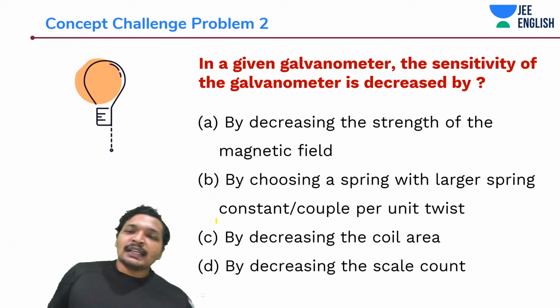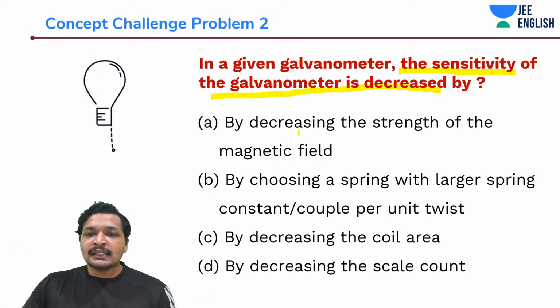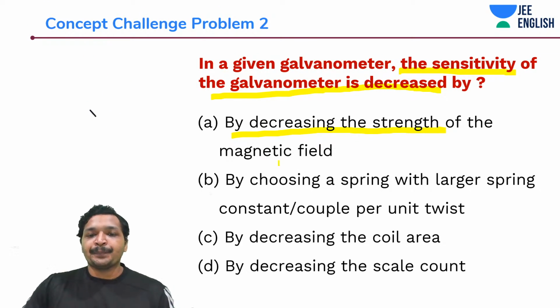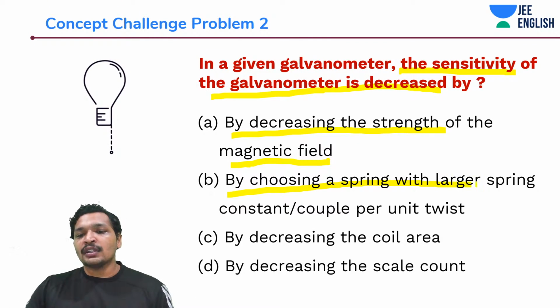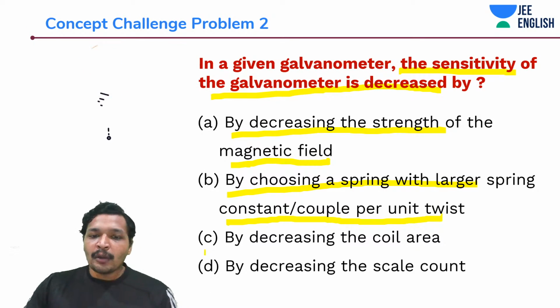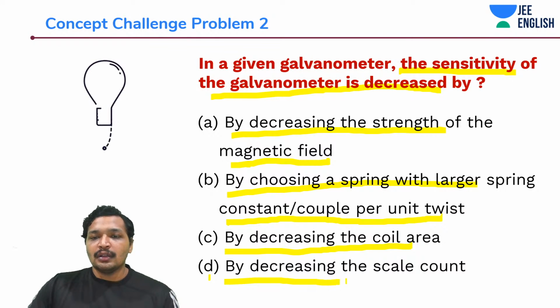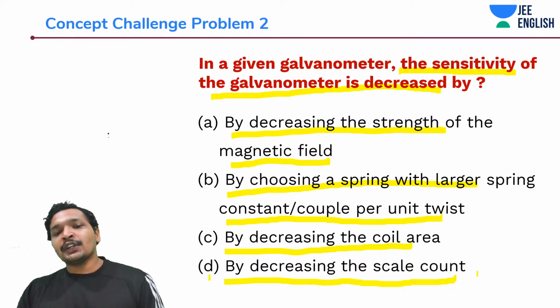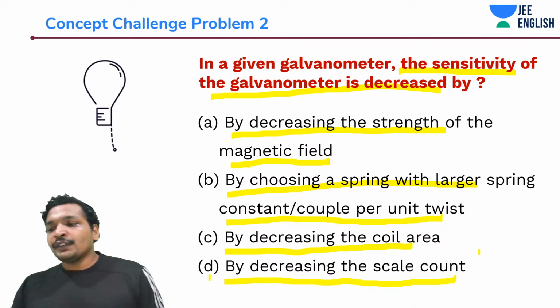And now what about this? In a given galvanometer, the sensitivity can be reduced by decreasing the strength of the magnetic field, or by choosing a spring with larger spring constant or couple per twist, or by decreasing the coil area, or by decreasing the scale count. Which of the following are true, students? How do you reduce the sensitivity of the galvanometer?